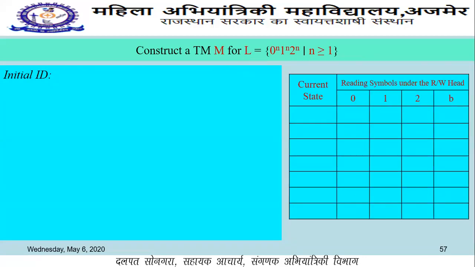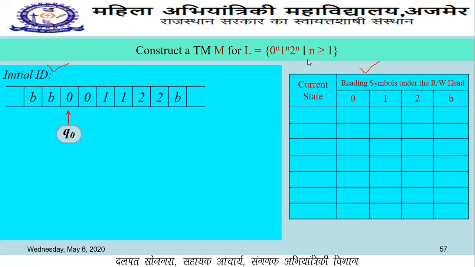Here we construct the transition table and start with the initial instantaneous description. As earlier, our initial instantaneous description has our input string w surrounded by a number of blanks, and our initial state is q0, which we assume. So the transition table also has the initial state q0.